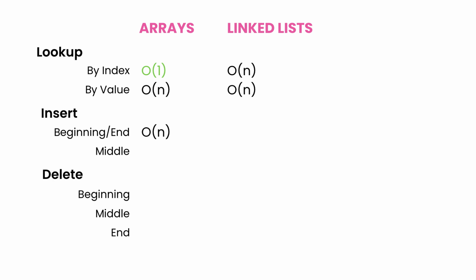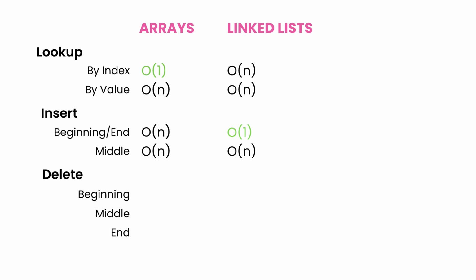Inserting an item in a linked list can be either an O of 1 or O of n, depending on where we want to add this new item. Adding at the beginning or at the end is super fast because we simply have to change the links. But adding at a given index involves a lookup by index, which is an O of n operation.